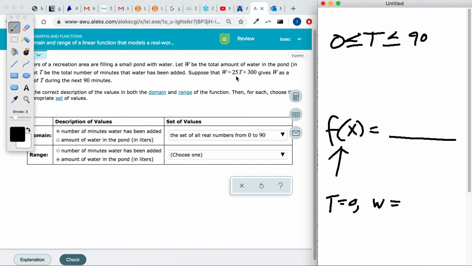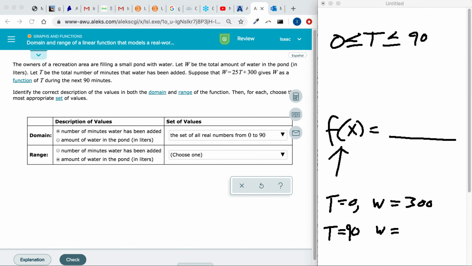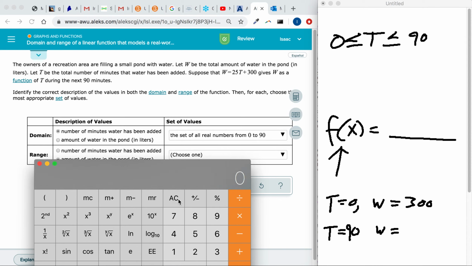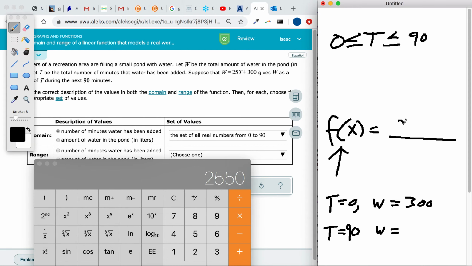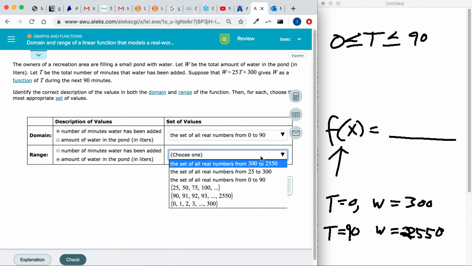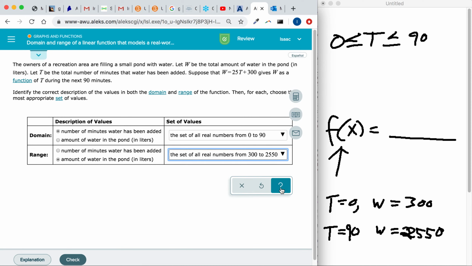W equals, you could do this with mental math, 25 times 0 makes 0. 0 plus 300 is 300. So that's the smallest amount of water in the pond. And the largest amount is when we've pumped the maximum amount of time. Calculator for this one: when t equals 90, 90 times 25 gives us 2,250, plus another 300 gives us 2,550. So our range is all the numbers between 300 and 2,550. That's the one we want.